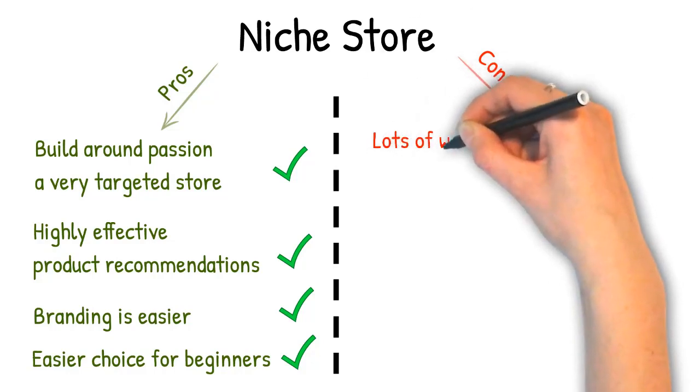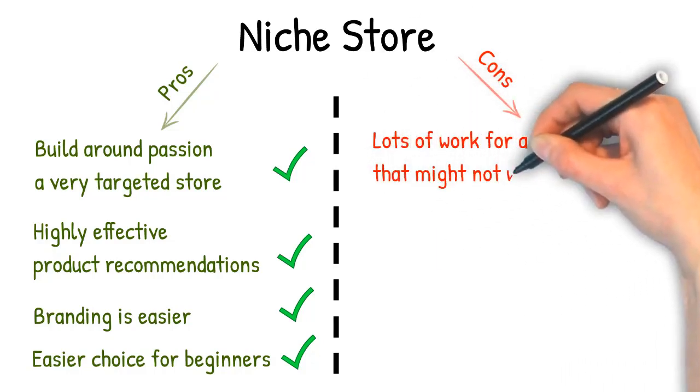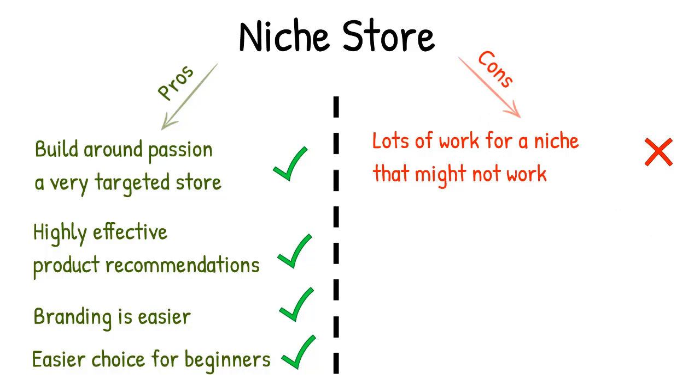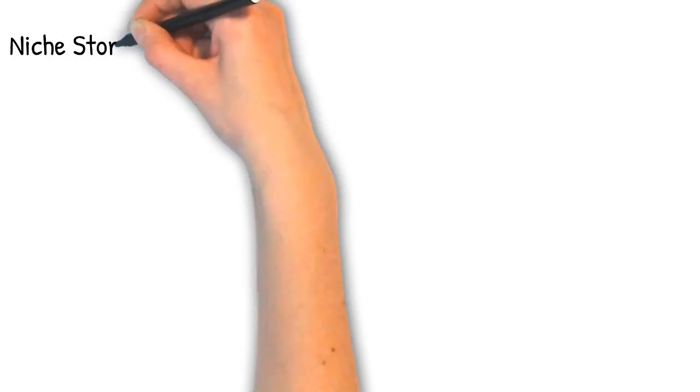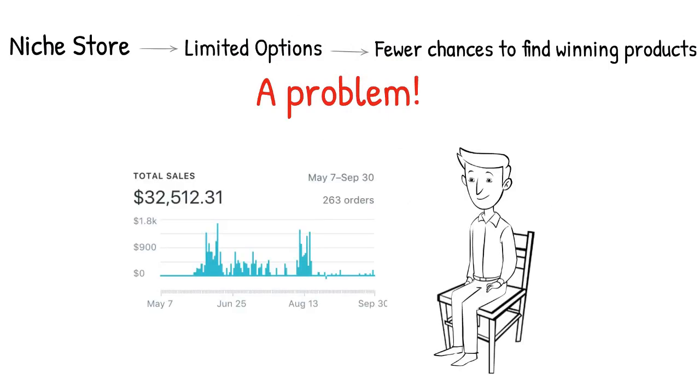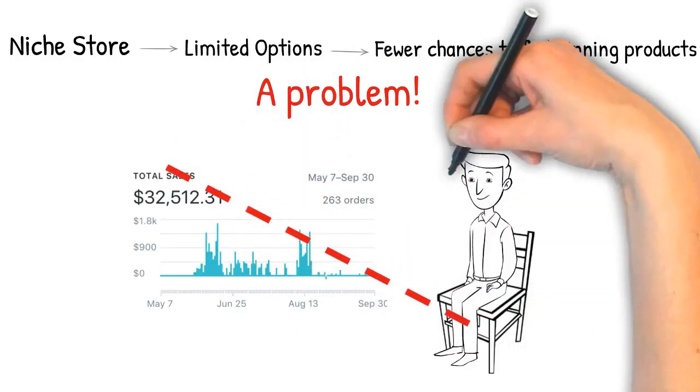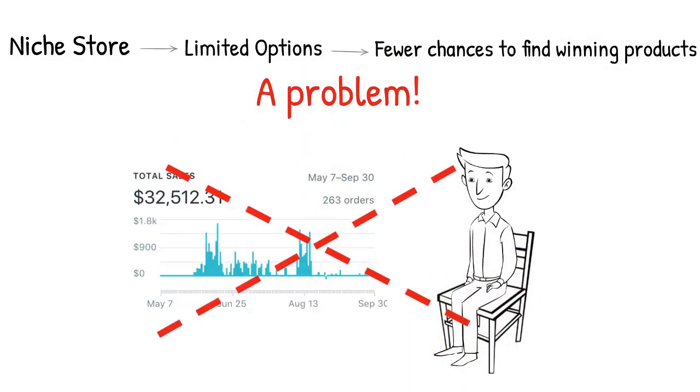With a niche store, you might put a huge amount of work and effort into a niche that might not work. When you pick a specific niche for your store, this means that you will have limited products to test and to sell. And this is a problem because in dropshipping, you don't just find a winner product and sit tight watching. You always keep testing and testing, because the product that's selling now might not be selling tomorrow.